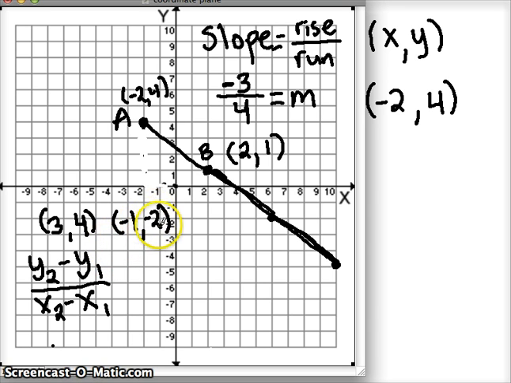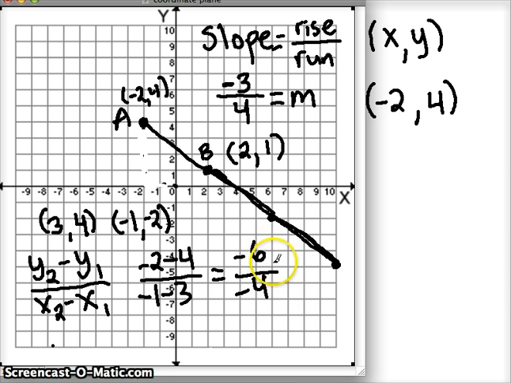So y2 is the y value from the second pair, so that's -2. And the y1 value is the y value from the first pair here. So I need to subtract those two values. And here's the second x value right here. And I need to subtract the first x value right here. That's the x value from the first pair. So I plug that in there. And let's do some math. -2 minus 4 is -6. And -1 minus 3 is -4.